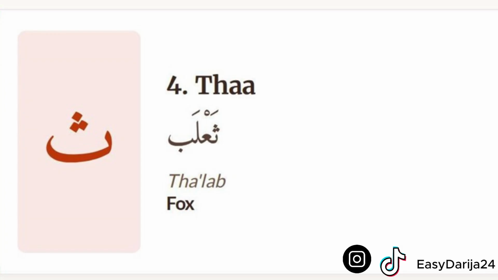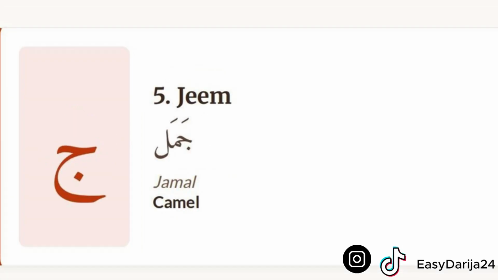We have the letter Tha. So we have Ta and Tha. It's pronounced like the th in the verb to think, okay? But it's kind of light. For example, we have here ثعلب. Then Jim, which goes like G in English. For example, Jamal, which means a camel.